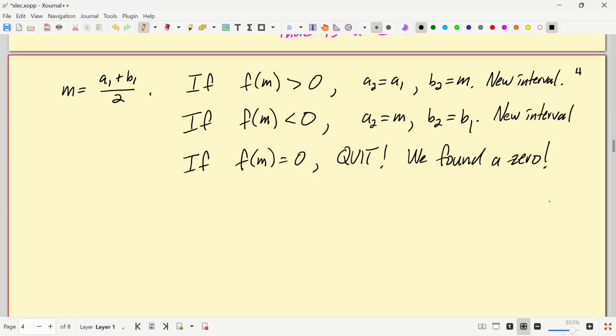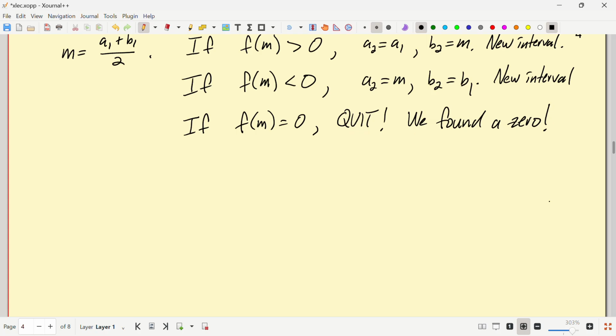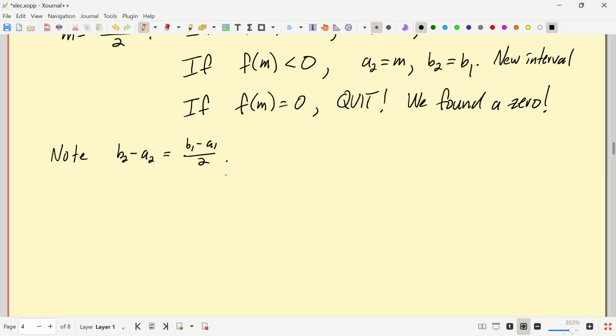Okay, and so now we keep repeating this. Well, let's say note B2 minus A2, the length of the interval, would be B1 minus A1 over 2. And as I repeat this, I keep dividing by 2. Okay, repeat. And I get a nested sequence of intervals.